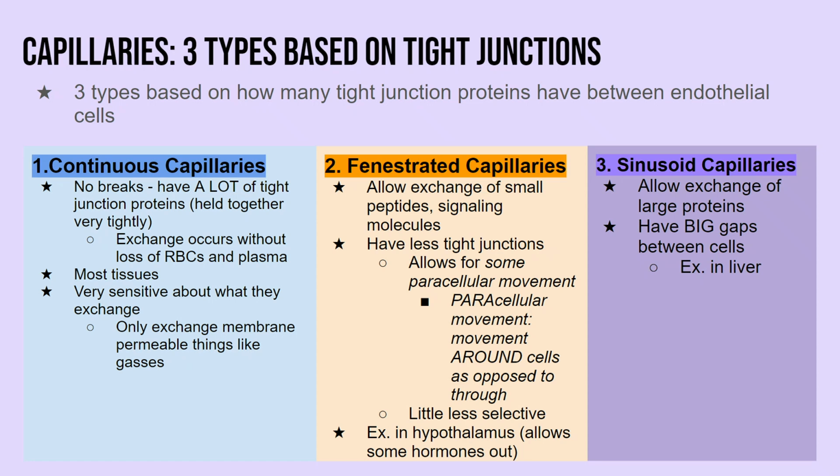The second type of capillary is fenestrated. So these ones have an intermediate amount of tight junctions, so they allow for some paracellular movement. This just means that some smaller substances can move in between the cells of the capillary, or the endothelial cells, in and out of the blood. So it's a little less selective. And some examples of things that can move between cells are small peptides or signaling molecules.